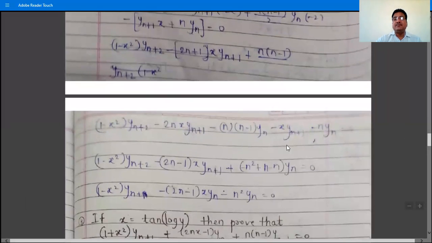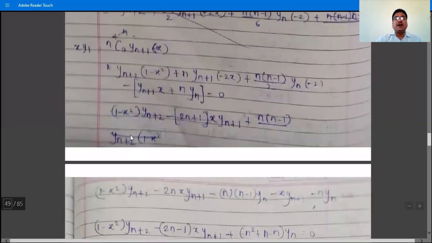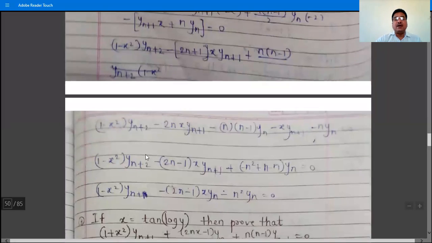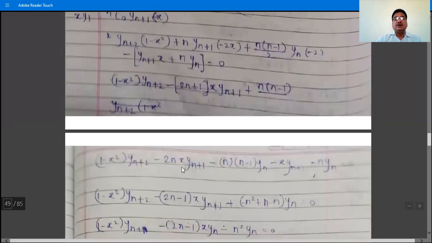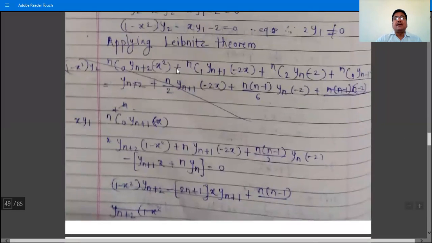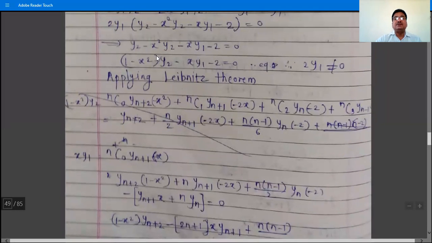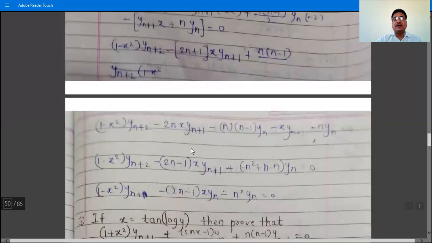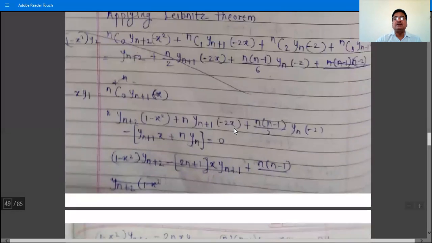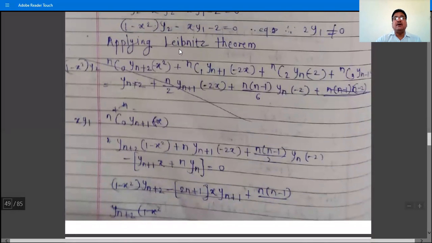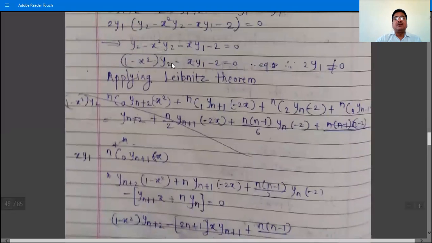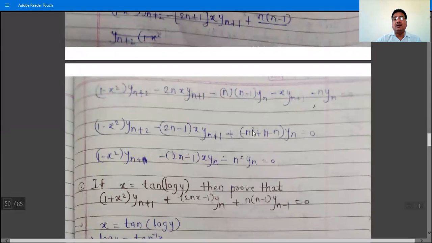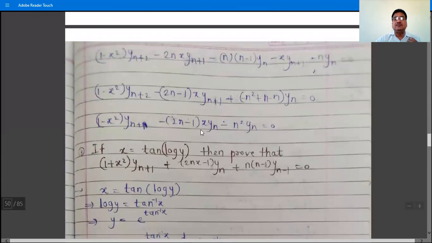We have this step. So (1 minus x square) yn plus 2, the derivative of y2 is what? The first step is yn plus 2, nth order derivative, plus nC1, whose value is n, and the derivative of the next term is what? nC2 yn plus 1, minus 2x, and then the next term is what? Now the term is n into n minus 1 by 2 factorial, that is yn into minus 2. Okay, write all that step. We have this final answer.